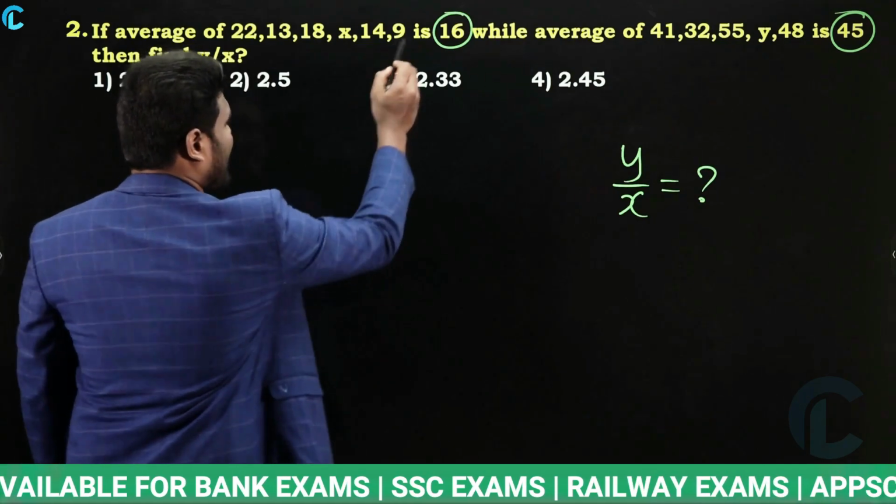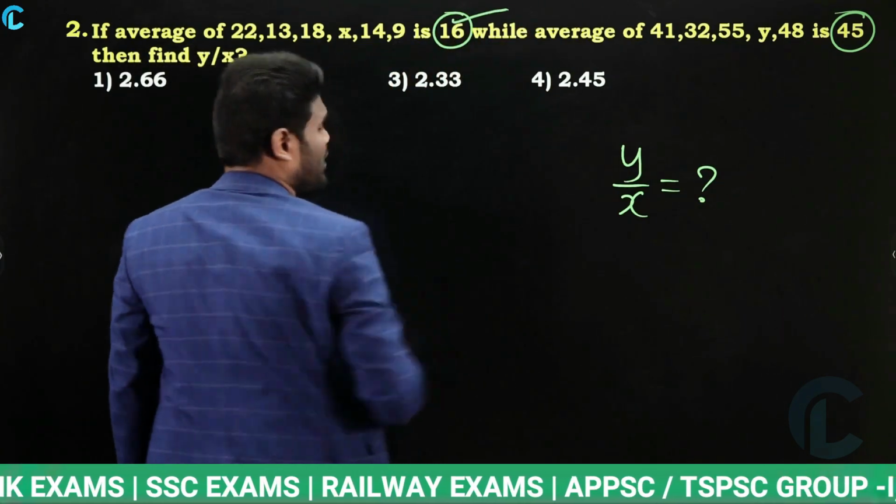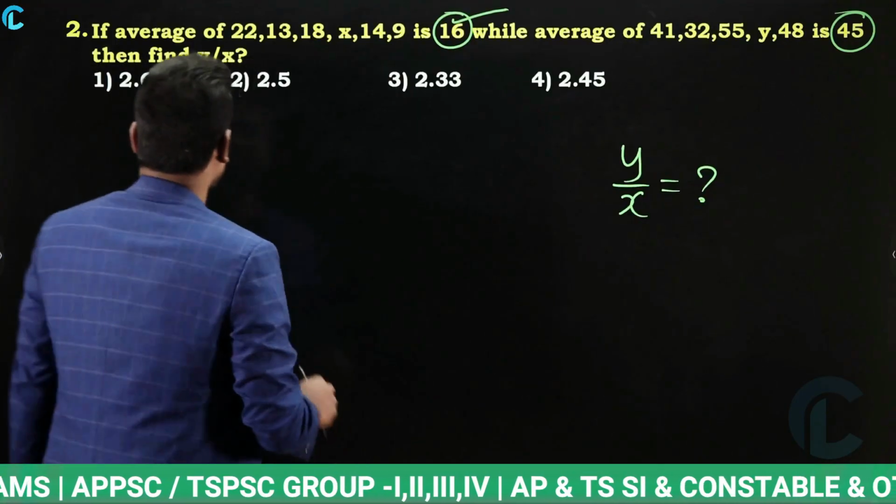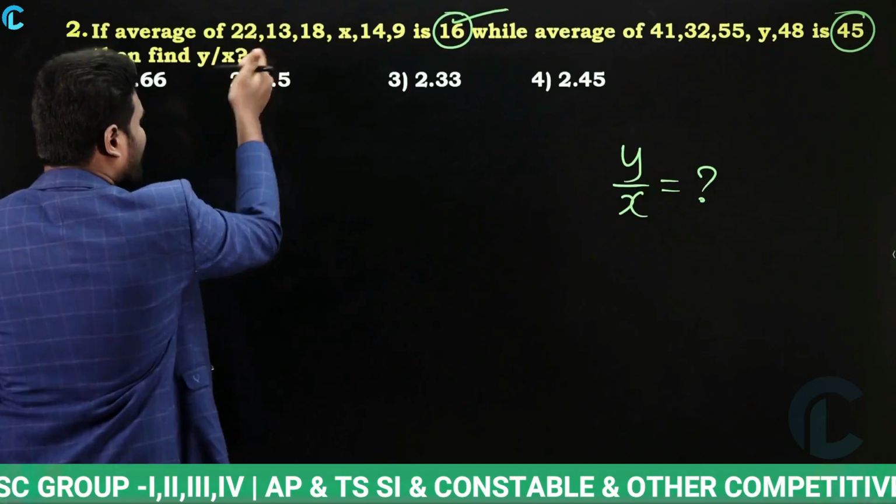Let us calculate. For these numbers, the average is 16. When I say the average is 16, each and every number should be 16. Now if you look at the first number, it is more than 16.